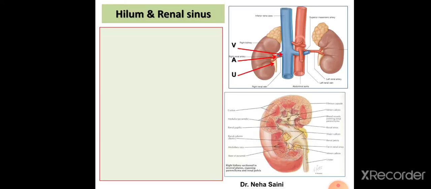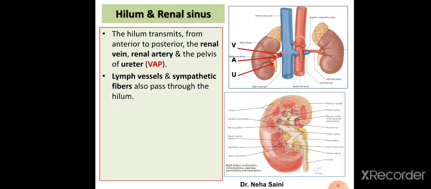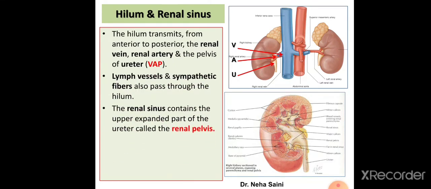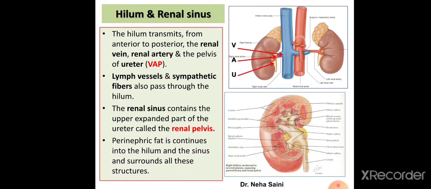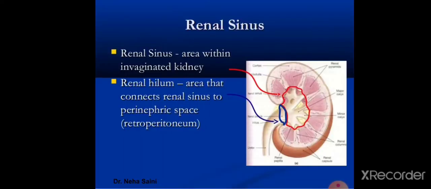Now, renal hilum and renal sinus. Hilum transmits from anterior to posterior side the renal vein, renal artery and the pelvis of ureter. Also, lymphatic vessels and sympathetic nerve fibers pass through the hilum. Now, renal sinus: it is the expanded area and it contains the renal pelvis. Also, perinephric fat which continues into the hilum and the sinus surrounds all these structures.